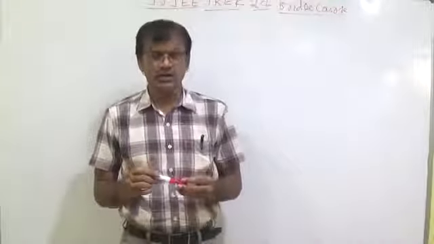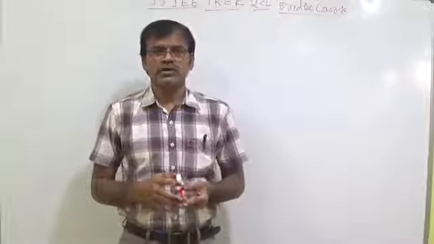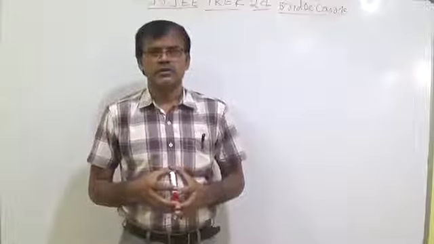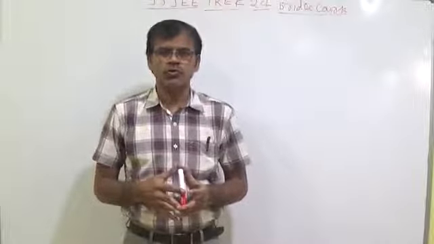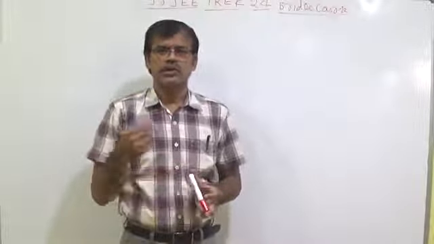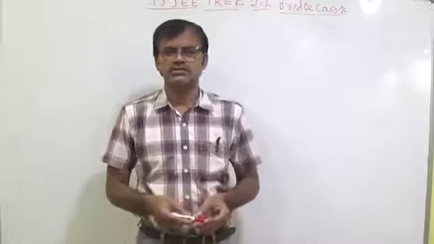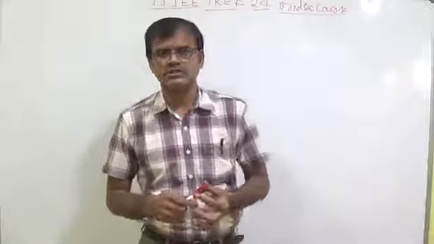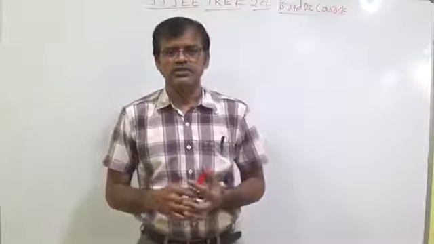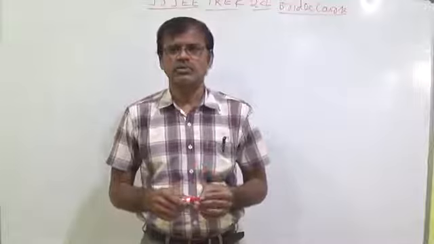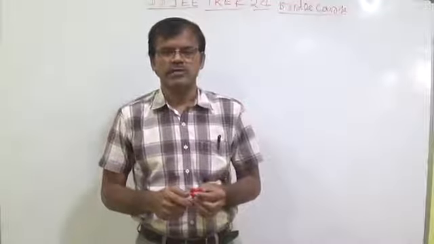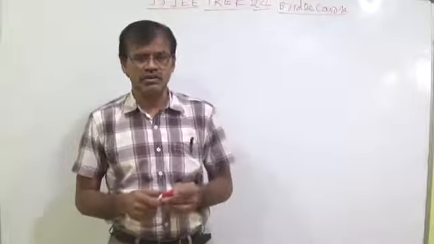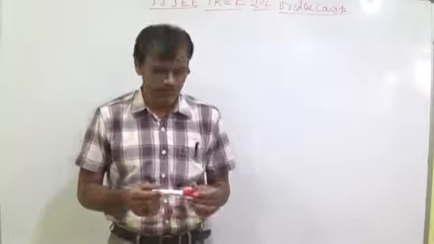First we have learnt about slope, and depending upon the slope we have learnt the equations of straight lines in various forms: the equation of a straight line passing through the origin in slope form, slope intercept form, two points form, and the equation of a straight line in intercept form. Like that we have learnt.